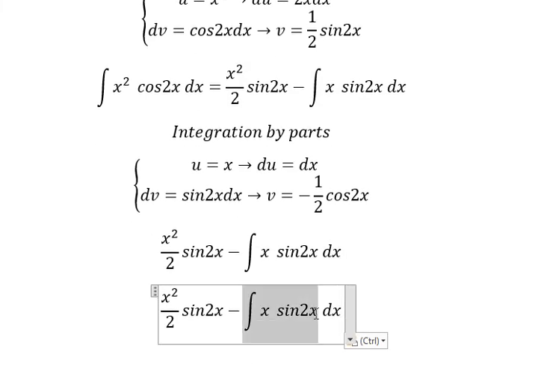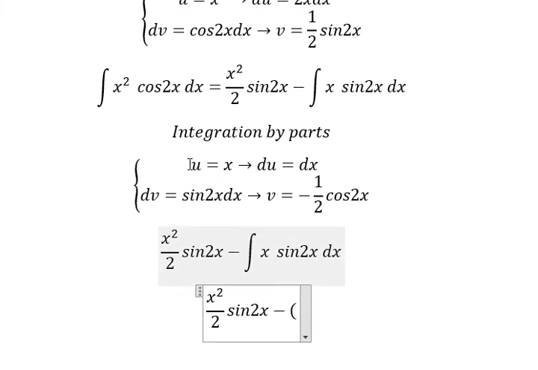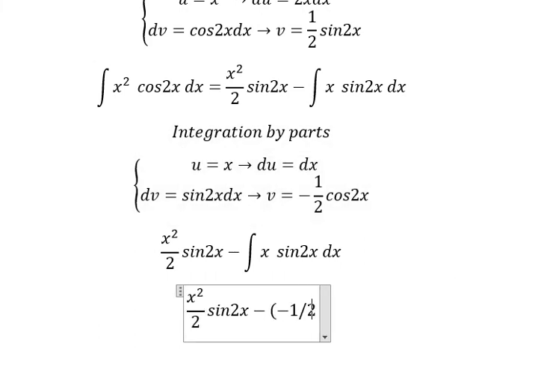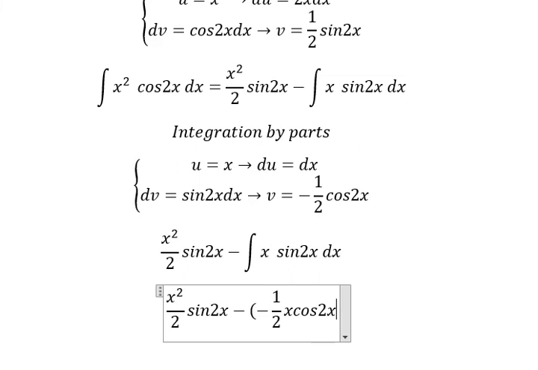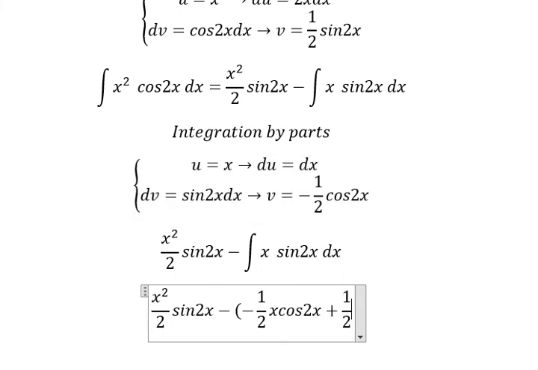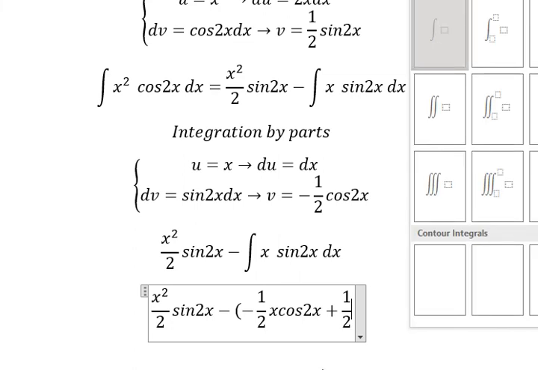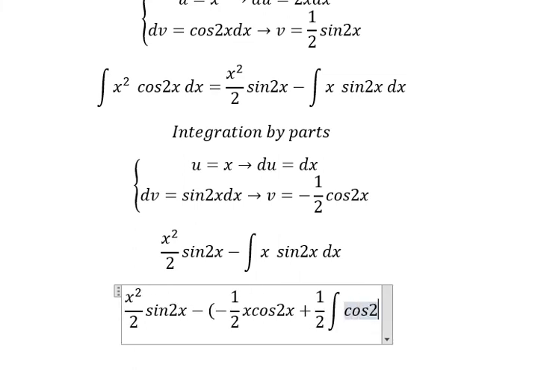So for this one, we have u multiplied by v minus the u multiplied by v, but we have the negative sign and we have another negative. So you get positive 1 over 2, and we have the integration of cosine 2s.